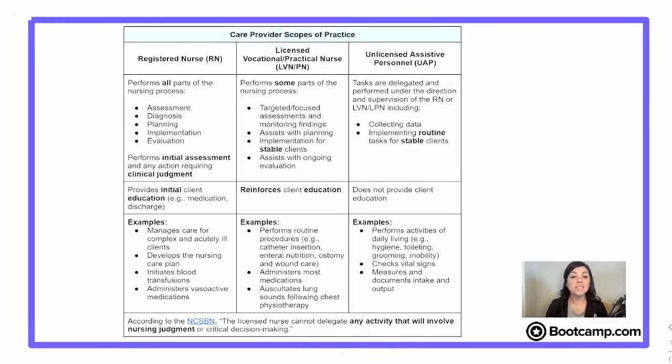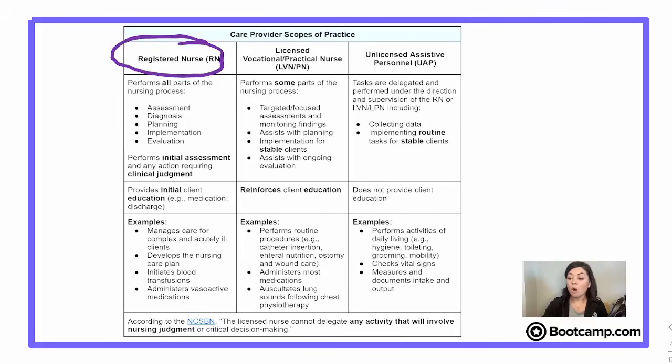So before we move on to discussing those 5 rights a little bit more, let's briefly talk about scope of practice. Because in order to know what's appropriate to delegate, and also in order to be able to make appropriate assignments, we have to understand the scope of practice of the different members of the healthcare team. So the first is the registered nurse. That registered nurse has the largest scope of practice. So as RNs, we have a lot of responsibility.